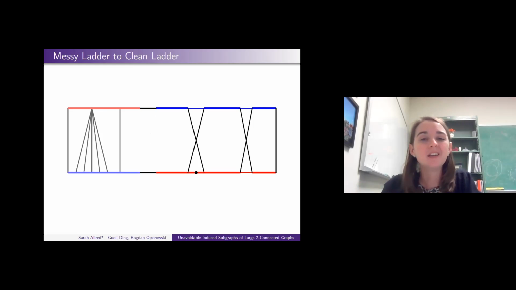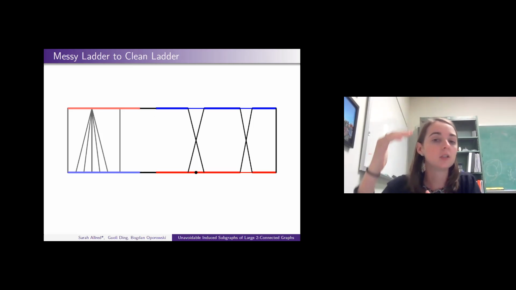Okay. This does not change the graph on the right, right? Our crosses are still going to be the same. The relationships are still the same. Blue is just on top, red's on the bottom.